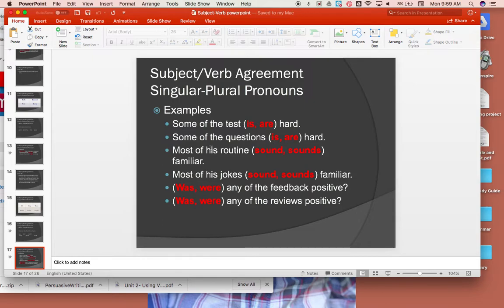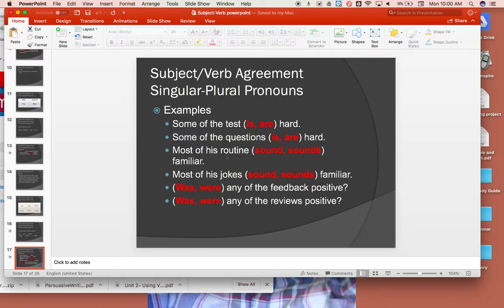Okay, let's look at this one. Some of the questions. We'll have some again, but guess what? Just because it's singular here does not mean that it's going to be singular here, because it can be singular or plural. Of the questions is a prepositional phrase. Some is on my singular or plural list, so I'm going to look at the object of the preposition, which is questions. Questions is plural, so in this sentence, some is plural because they have to be the same. So some is going to be are, because that is plural. Questions is plural, which makes some plural, so I have to choose a plural verb.